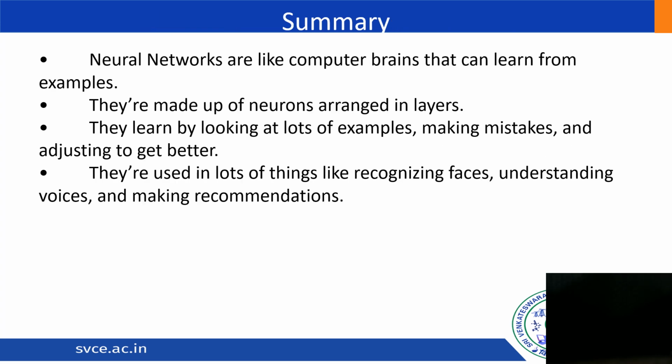In summary, neural networks are like computer brains that can learn from examples. They are made up of neurons arranged in layers. They learn by looking at a lot of examples, making mistakes and adjusting to get better. They are used in a lot of things like recognizing faces, understanding voices and making recommendations.